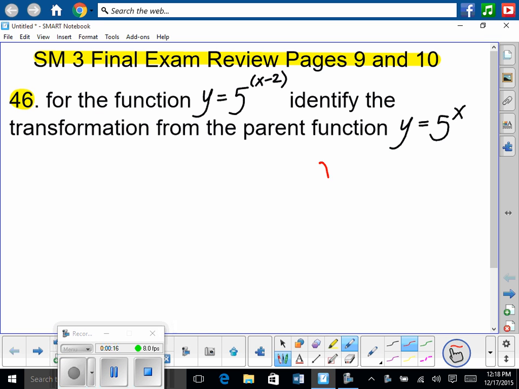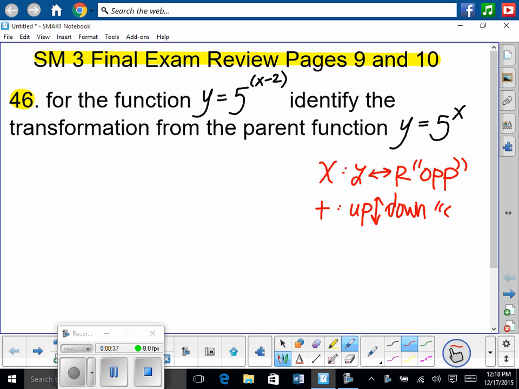What's added with your x values is your shift left and right, and you always go opposite. And then anything added on the outside, so just added on the outside, is your shift up and down, and your sign stays the same.